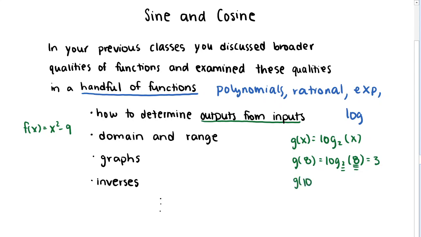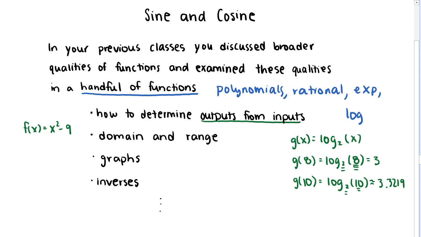But if I plug in something like 10, we know the idea behind what this output is going to be, and we have some rough sense, but we don't have a way of calculating this without maybe a calculator. This is still asking what power of 2 gives us 10, and it's going to be something a little bit more than 3 if 2 to the power 3 gives us 8. And then with the calculator, we'd be able to see that this is roughly 3.3219.